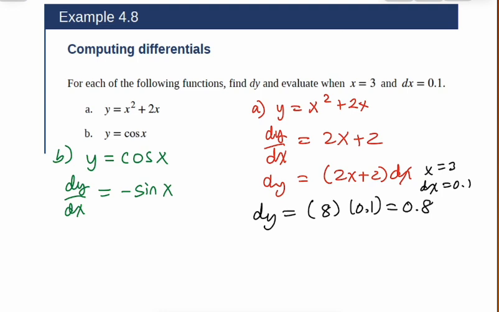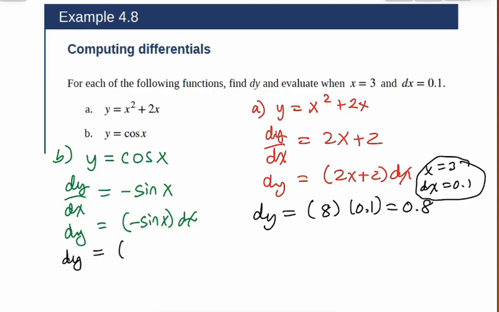Now let's distribute the dx to the other side. So dy is the negative sine of x dx. Now, because x was given to be 3 and dx 0.1, and we're going to assume that's 3 radians, we are definitely going to have to use a calculator. So dy would be negative sine of 3 times 0.1.